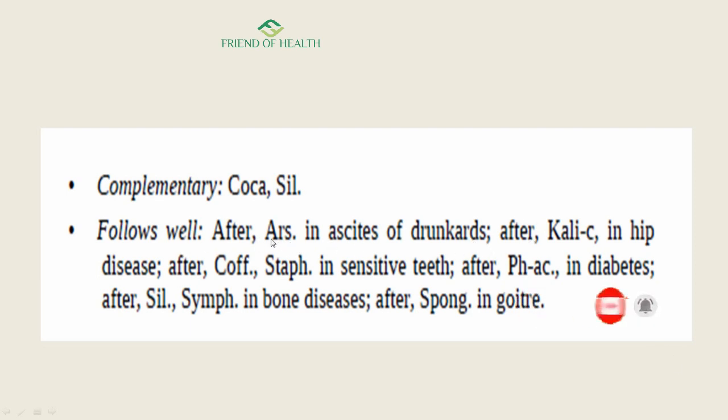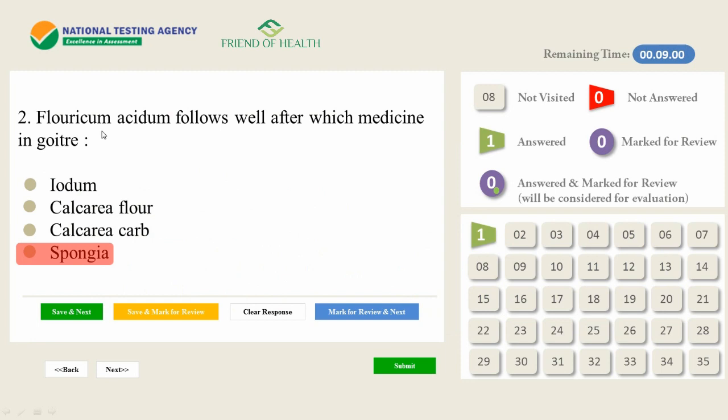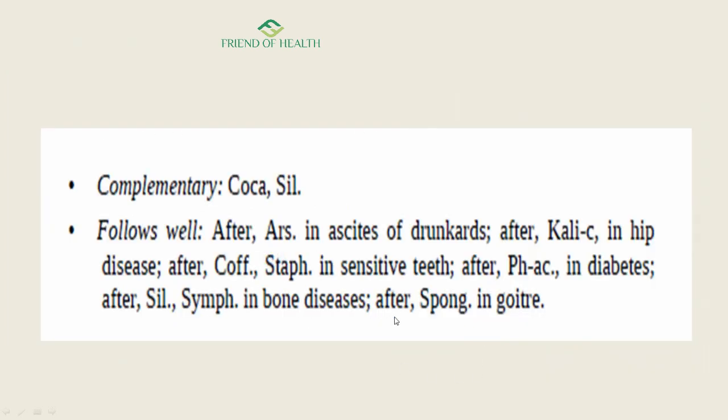And again, fluoric acid follows after calcarea bromata in hip diseases, and after coffea and staphysagria in sensitive teeth. So in sensitive teeth, fluoric acid follows well after coffea and staphysagria, and after phosphoric acid in diabetes, and after Silicea and symphytum in bone diseases. And here comes our question, after spongia in goitre. So the question was, Fluoricum acidum follows well after which medicine in goitre? Spongia.